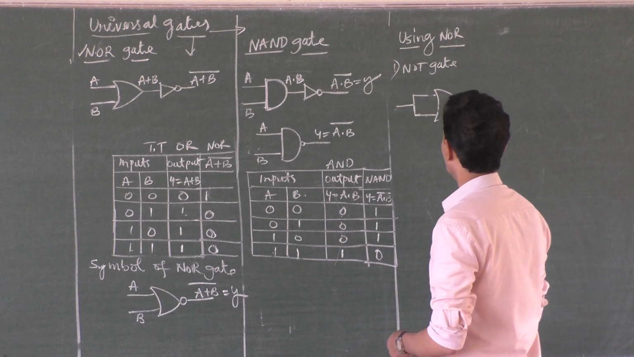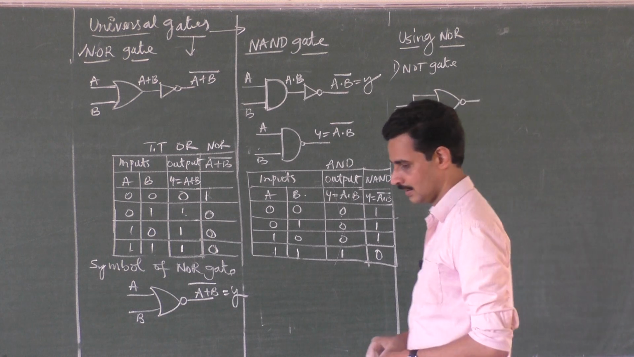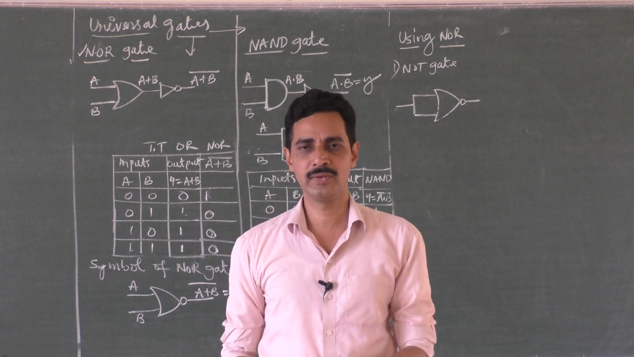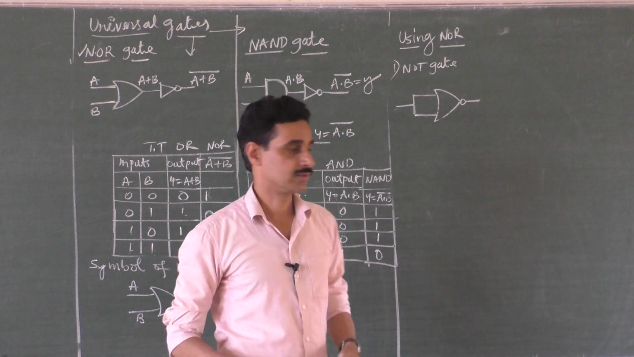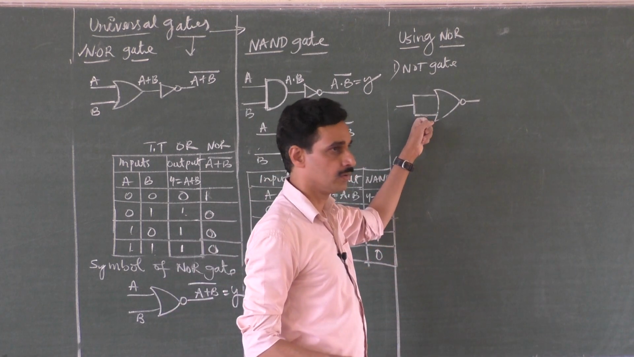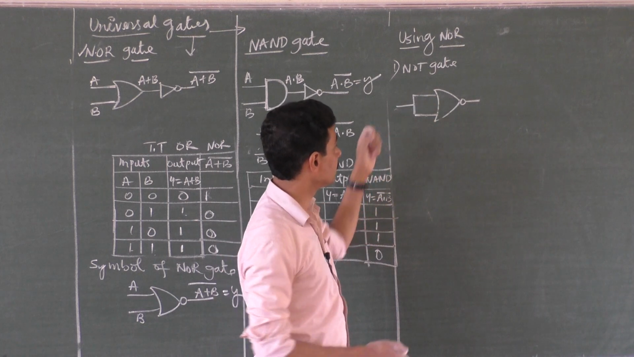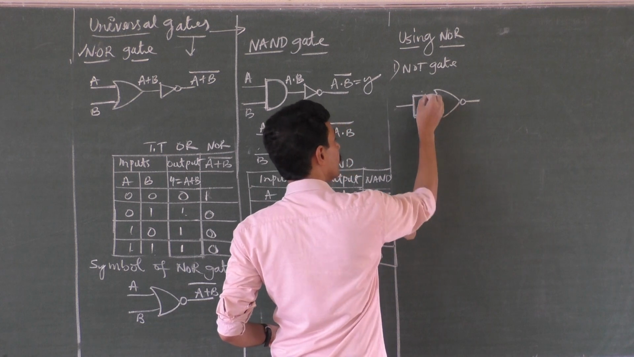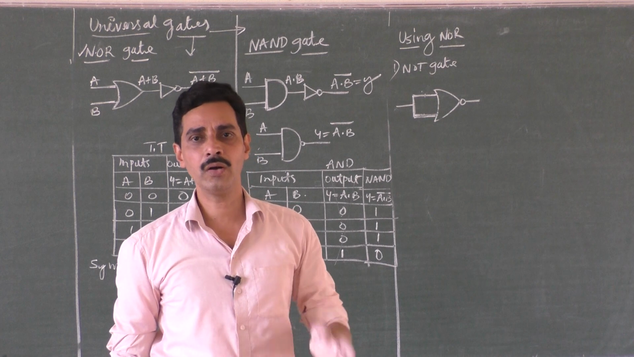Yes. Now, if you tie the inputs of the NOR gate like this, you get the opportunity of giving only one type of input. You can't have 4 possible combinations. Either you give 0, 0, or you give 1, 1. You can't give 1, 0 because they both are tied together. Whatever you give here should go to both, isn't it? So either you can give 0, 0 or 1, 1.